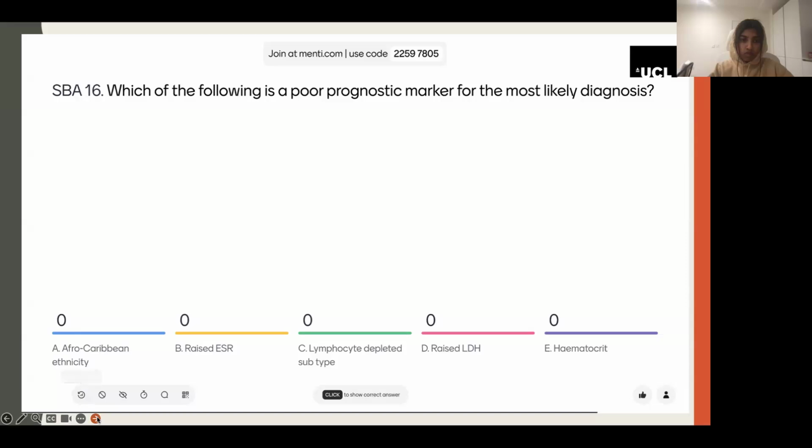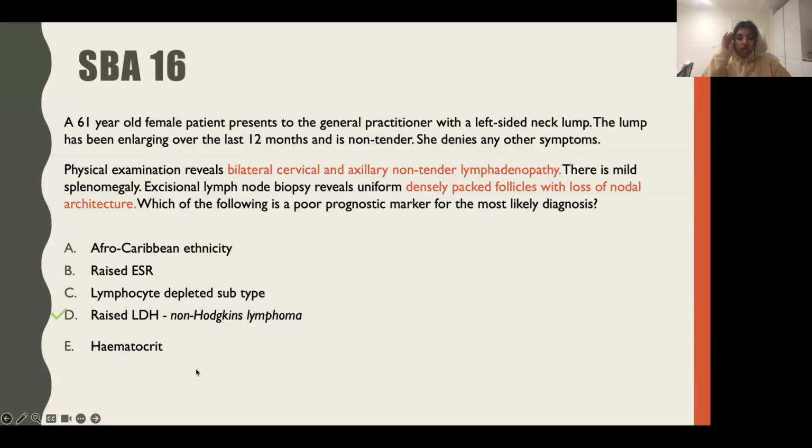Okay, so for this one, the answer is raised LDH. This is bilateral cervical and axillary non-tender lymphadenopathy. Symmetrical bilateral non-tender lymphadenopathy is classical of non-Hodgkin's lymphoma. Even if you don't understand what the biopsy means, you can tell by the type of lymphadenopathy she has. Densely packed follicles with loss of nodal architecture is a non-Hodgkin's lymphoma. And the poor prognostic marker for any non-Hodgkin's lymphoma is a raised LDH. So that's important.